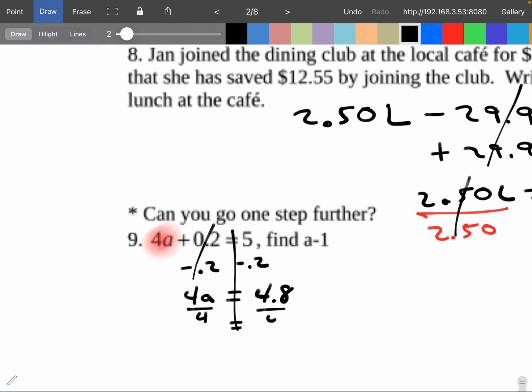And then what do we do to finish? Yep. We're going to divide by 4 on both sides. Divide by 4 on both sides, and we get a equals, what is that, 1.2? 4.8 divided by 4. So that's 1.2.